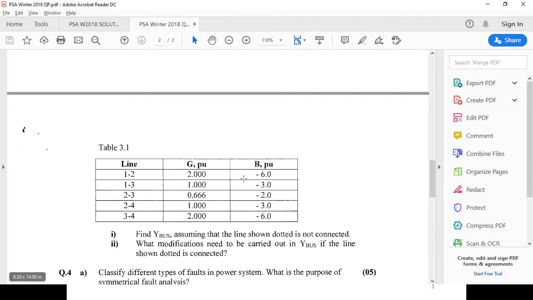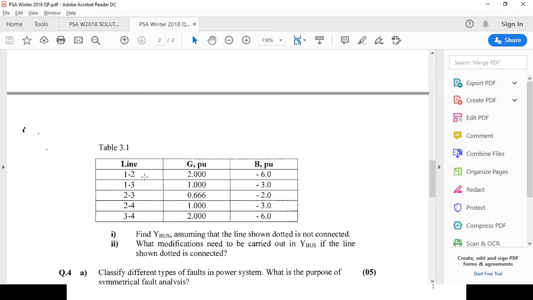So this gives the line admittances. For the line admittance, which is denoted by Y, we have Y equal to G plus or minus jB, where G is the conductance and B is the susceptance. In a few numericals, the question directly gives the admittance, but in a few questions they give G and B, from which we have to calculate the admittance.